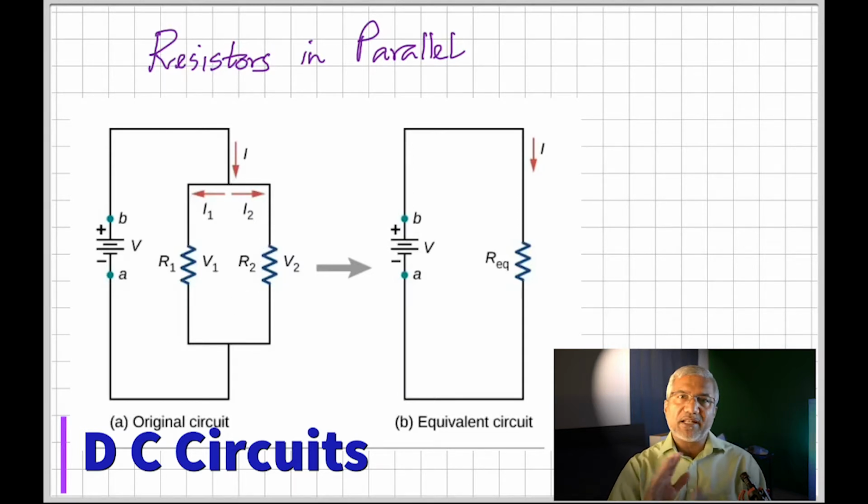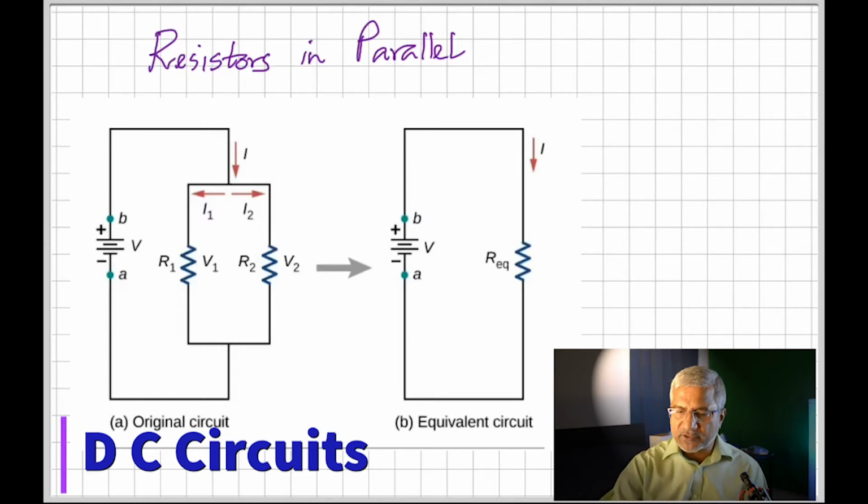So R2 and R1 are independently connected to the same source, which means the voltage across them will be the voltage of the source. So in parallel, the voltages will be the same. Though it's given as V1 and V2 here, remember V1 is equal to V2 is equal to the voltage of the source. That means the currents flowing through them will be different. So the current through R1 is I1, the current through R2 is I2. So the voltages are the same, the currents are different.